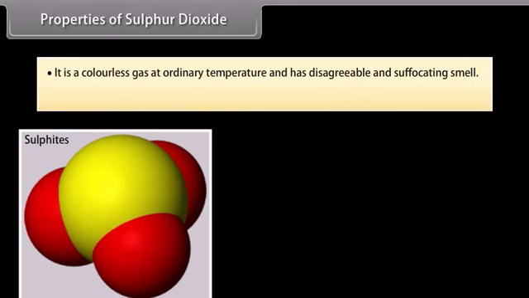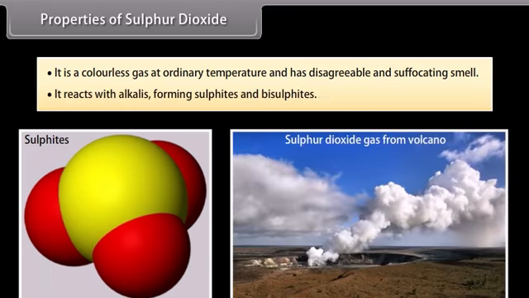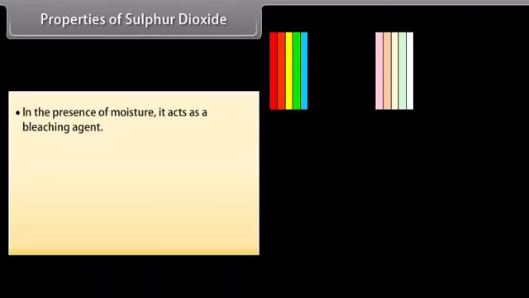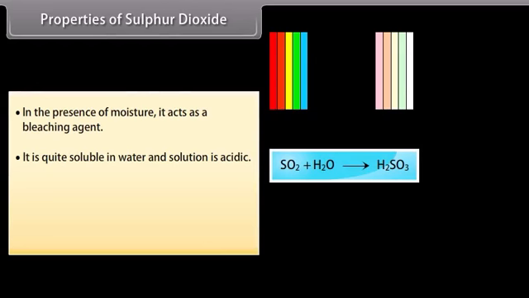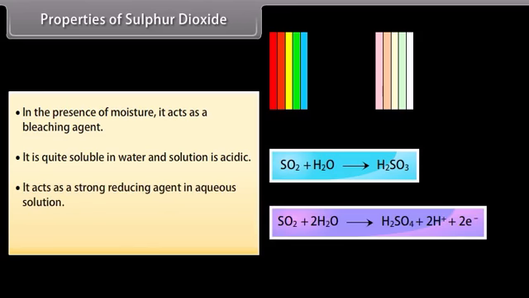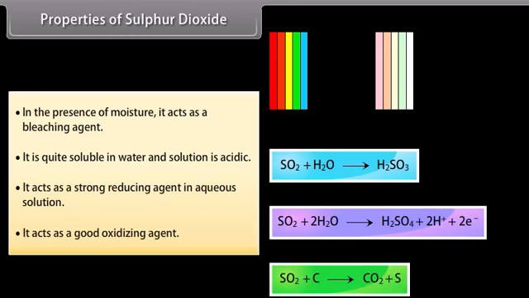Properties of sulfur dioxide. It is a colorless gas at ordinary temperature and has a disagreeable and suffocating smell. It reacts with alkalis, forming sulfites and bisulfites. In the presence of moisture, it acts as a bleaching agent. It is quite soluble in water and the solution is acidic. It acts as a strong reducing agent in aqueous solution. It also acts as a good oxidizing agent. For example, at 1000 degrees Celsius, it oxidizes carbon into CO2.